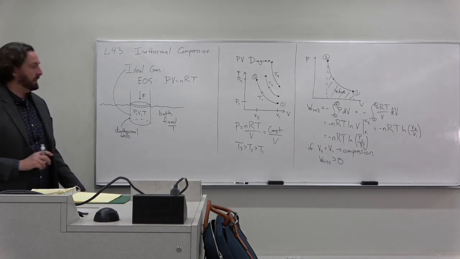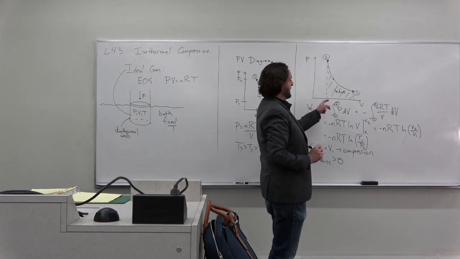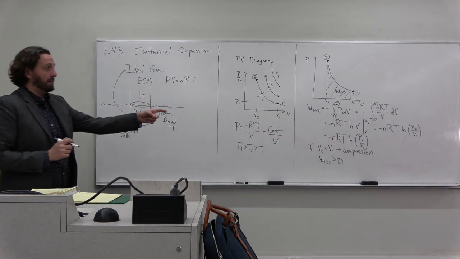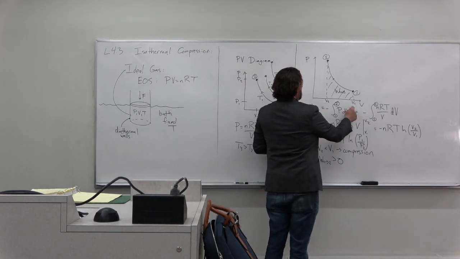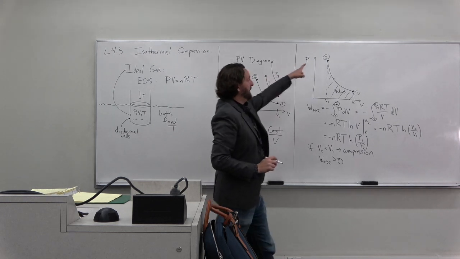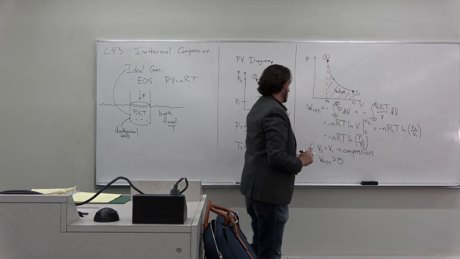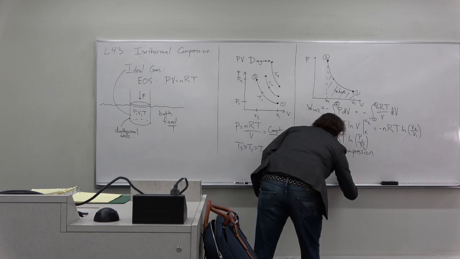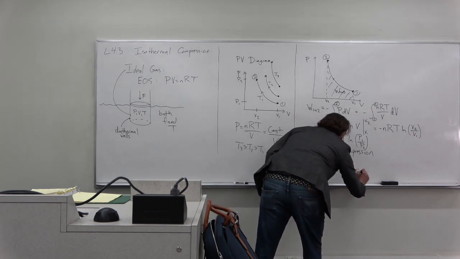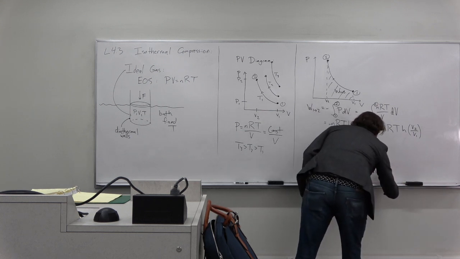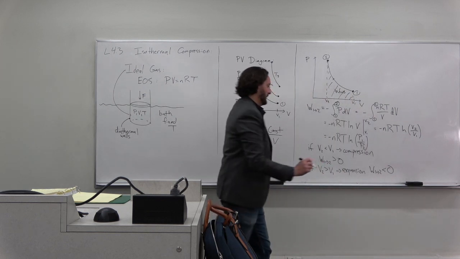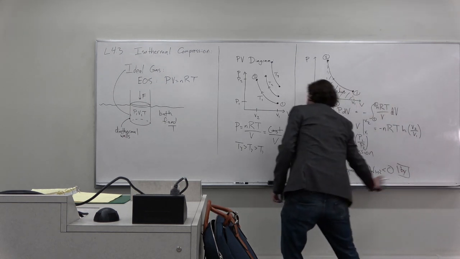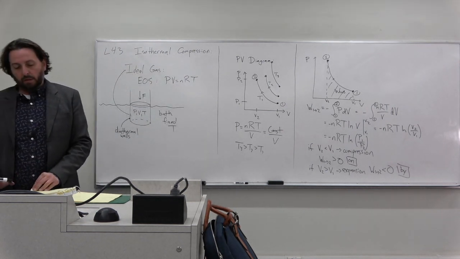If we had turned this around, and if V2 were greater than V1, right? If I went from here to here, and this were 1 and this were 2, we would have done expansion, right? In that case, the work from 1 to 2 would have been negative, right? So this was work on our system, and this was work by our system, okay? That's exactly what we said was our sign convention.